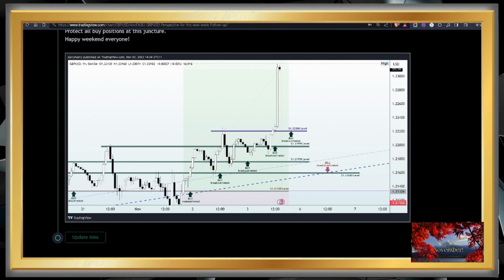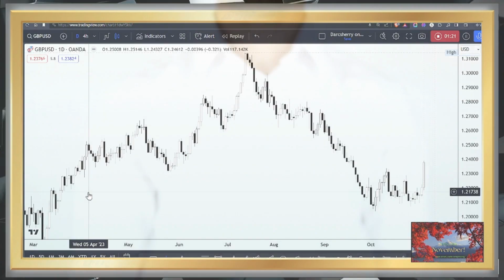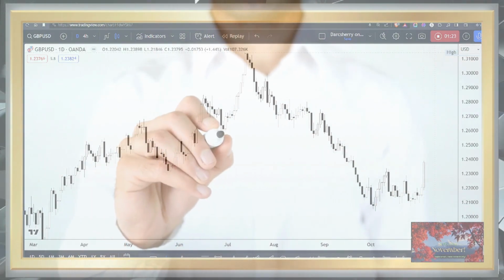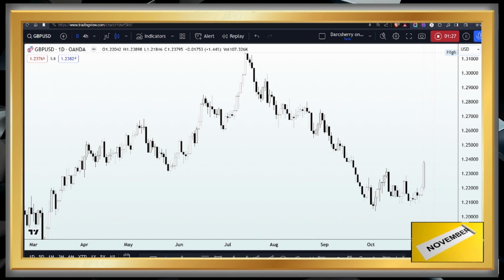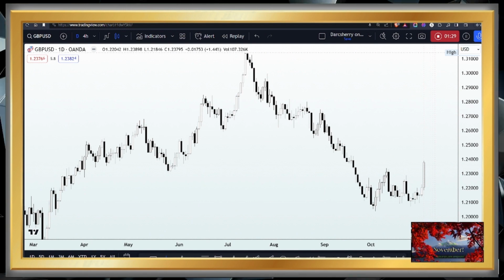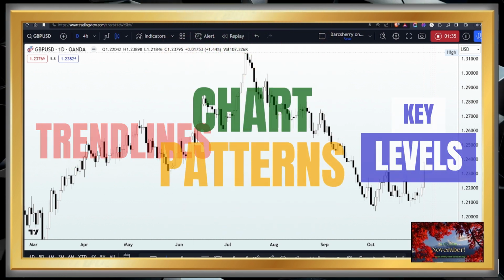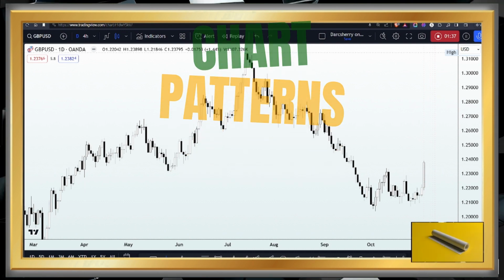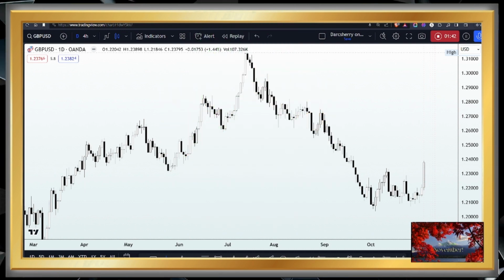Looking ahead of the upcoming week, we have the United Kingdom's GDP figures on the docket for next Friday. In this video, we will analyze the current market structure from a technical standpoint using fundamental tools such as trend lines, key levels, and chart patterns to unravel the potential trajectory of price action in the days to come.